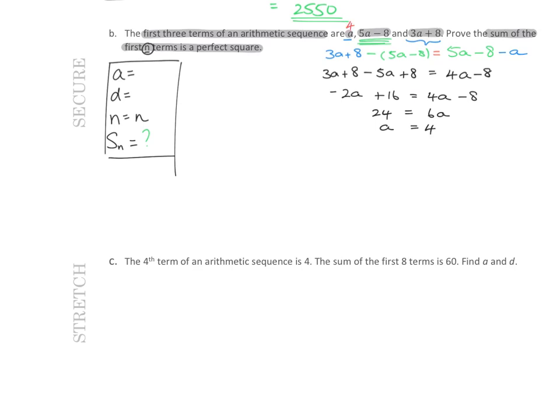So a is 4, 5 lots of 4 minus 8 is 12, and 3 lots of 4 plus 8 is 20. So a is 4 and d is going up in 8s. So now prove the sum of the first n terms is a perfect square. So the sum formula, now it's n over 2, (2a plus (n minus 1)d).